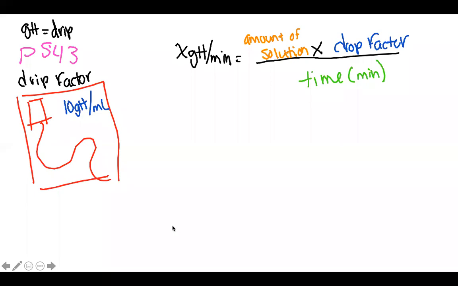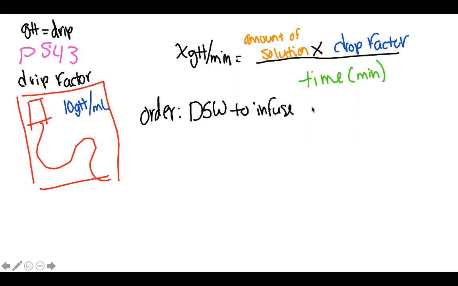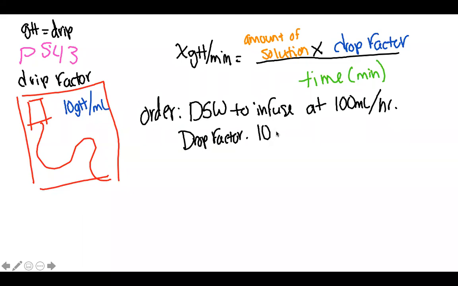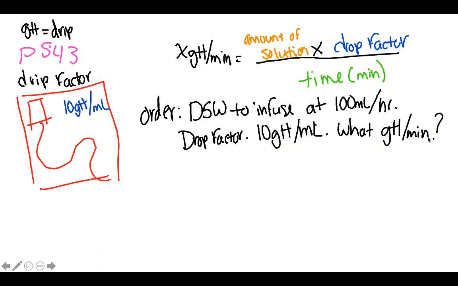So let me write down an example problem for you here, and we can talk through it. Let's say our problem, and this is an order we have in our medication administration record. Someone has written this order. It's D5W to infuse at 100 mLs per hour. Our drop factor is 10 drops per ml. We need to figure out what drops per minute. So it says, what drop per minute should the IV be regulated at?